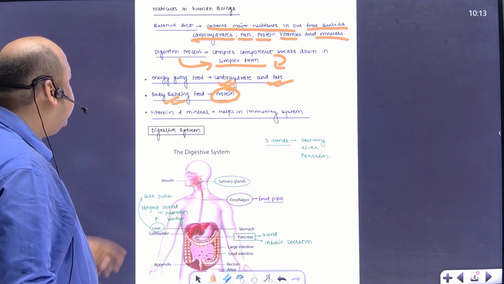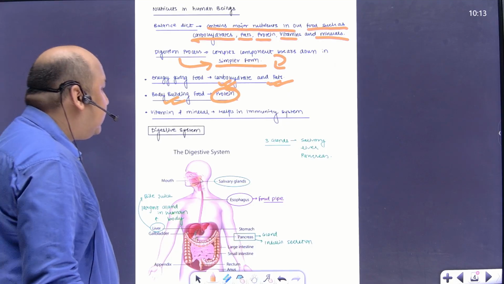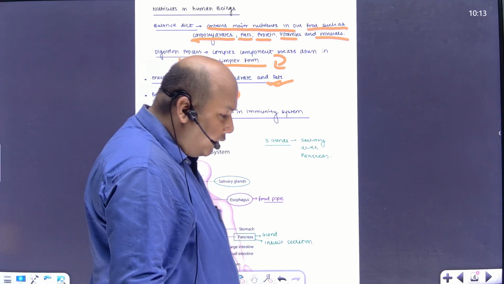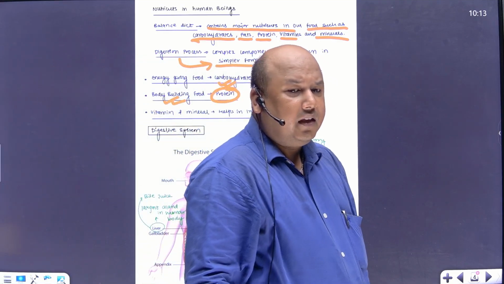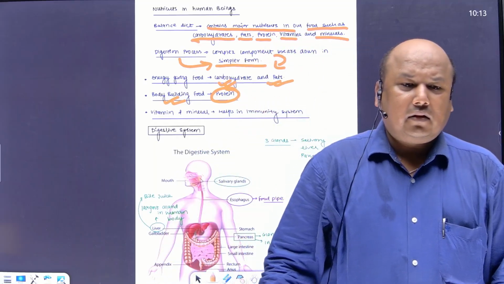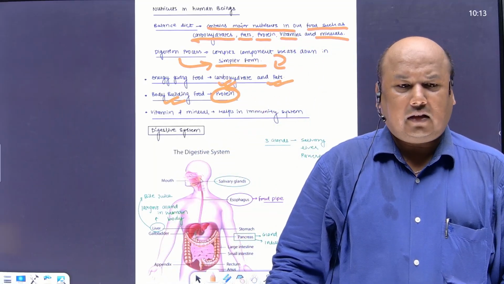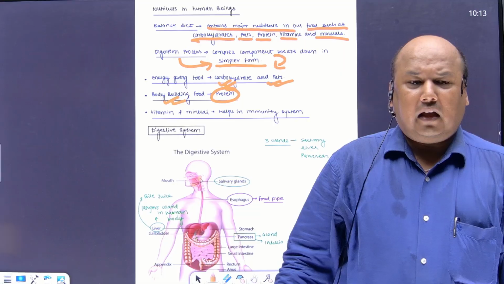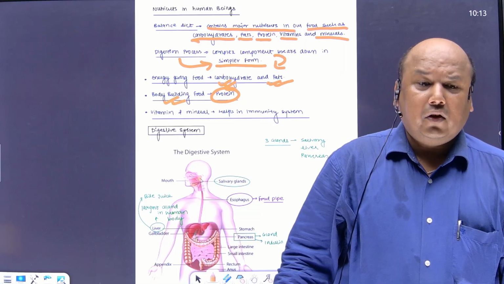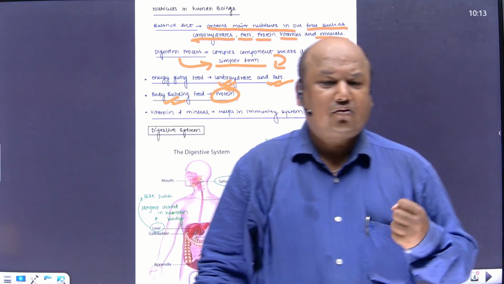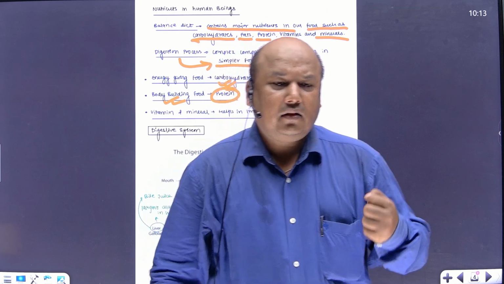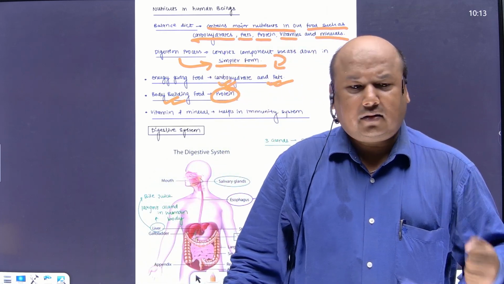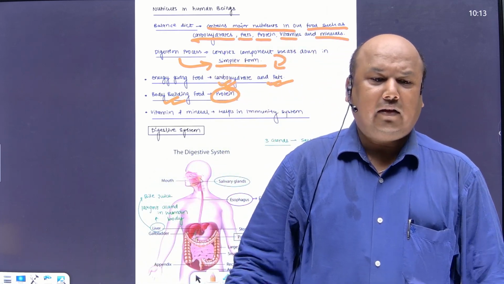When we talk about vitamins and minerals, they help the immunity system. When our immunity system is very weak, we will be exposed to diseases. So if you eat healthy and have a good lifestyle, your immune system will be very strong, your body can fight diseases, and you will be living a healthy life.